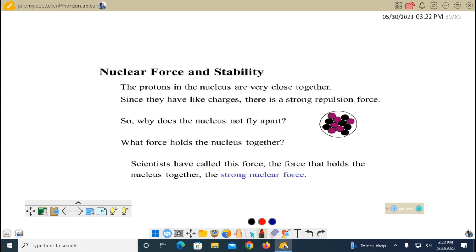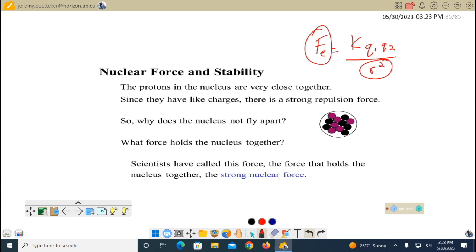All right. So one thing we've got to figure out here is the stability of the nucleus. Protons are all positively charged, and they're very close together. And Fe is equal to kQ1Q2 over r squared. When r squared gets very, very small, what you're going to find is that this repulsive force, this Fe, is going to get really, really large. So why doesn't the nucleus just spontaneously fly apart? What force holds the nucleus together?